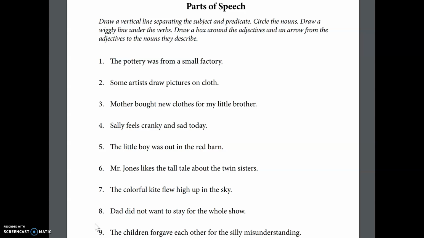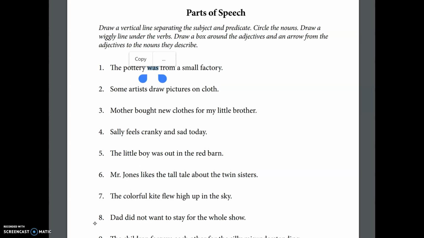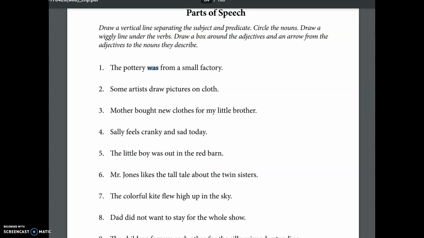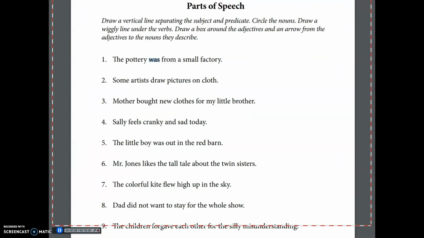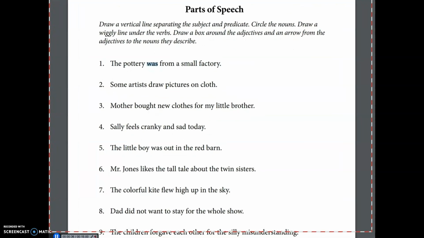For example, number 1. It says the pottery was from a small factory. Well, the subject is the pottery. So I will draw a line between pottery and was. Just ignore that was blue. I accidentally clicked. So you'll draw a line and then you'll still put a circle around your nouns.